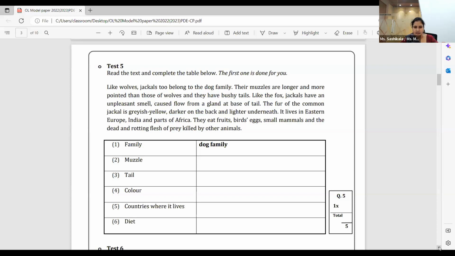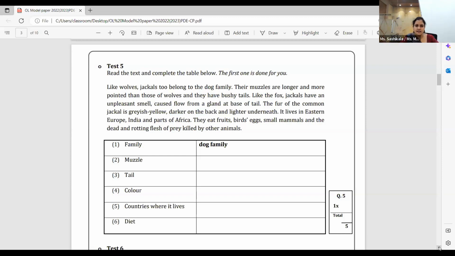That is the 5th answer. 6th one is diet. Now, what do you mean by diet? What are the meals? What are the food that they eat? So where do you find that answer? What do they eat? Their diet or the food? They eat fruits, birds, eggs, small mammals, and dead and rotten flesh of prey killed by other animals. So you can write here fruits, birds' eggs, small mammals, dead and rotting flesh.